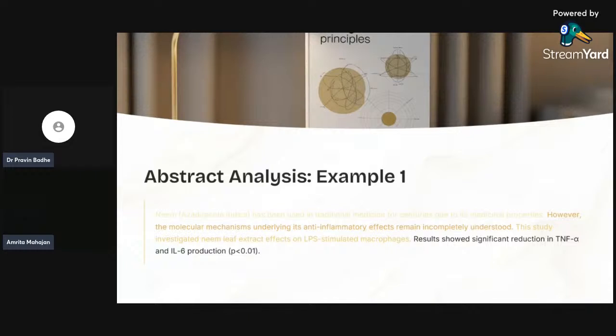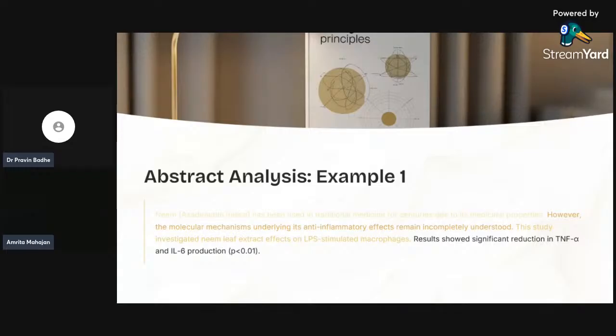Then this is an abstract analysis, example one. It's written here: neem has been used in traditional medicine for centuries due to its medicinal properties. However, the molecular mechanisms underlying its anti-inflammatory effects remain incompletely understood. What is written in that yellow mark will give you an idea of the research gap. Focus on the words: it says "however" and "incompletely". These are two negative words in that abstract. You can note down the negative words present in a particular abstract, so that it will be easy for you to explore more.